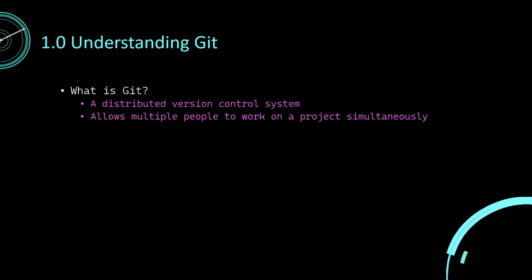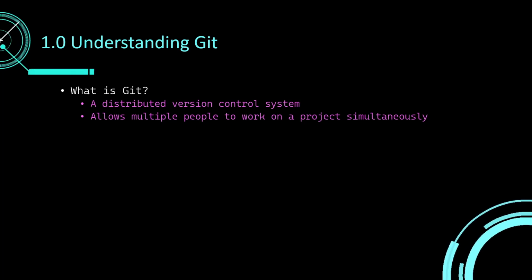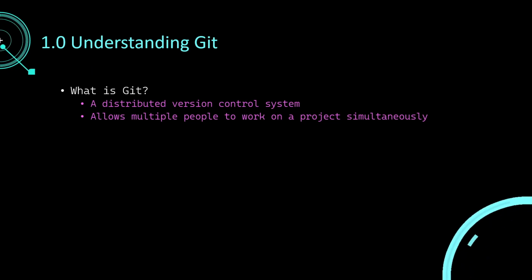Okay, so let's have a look at what Git is. Git is a distributed version control system, sometimes referred to as a DVCS. But what does that actually mean? In simple terms, a version control system allows us to track and manage changes to our files without overwriting any part of the file.